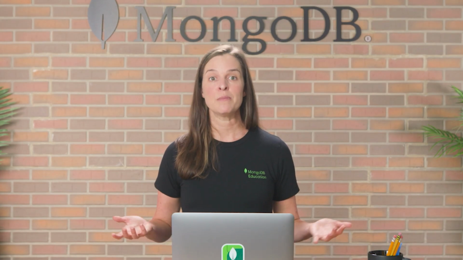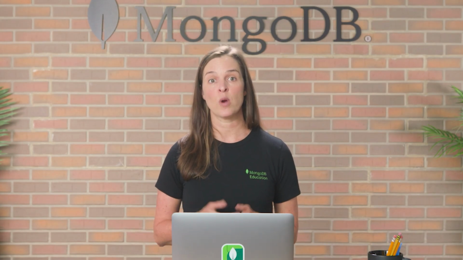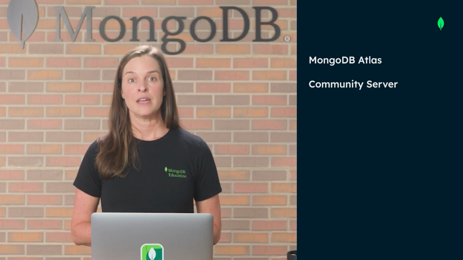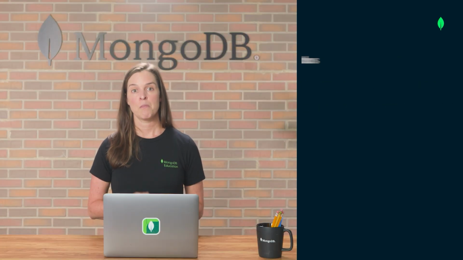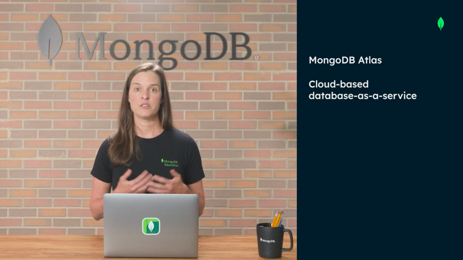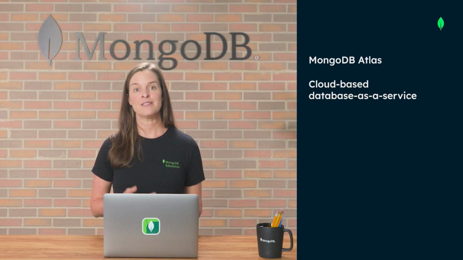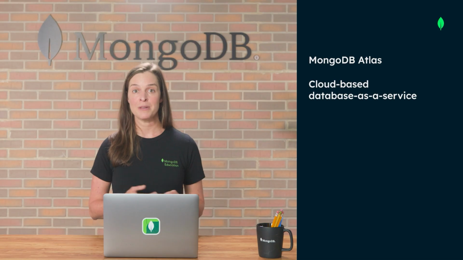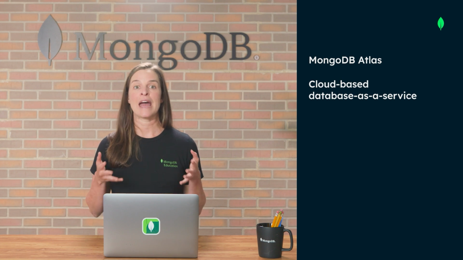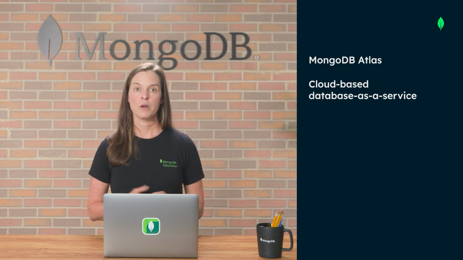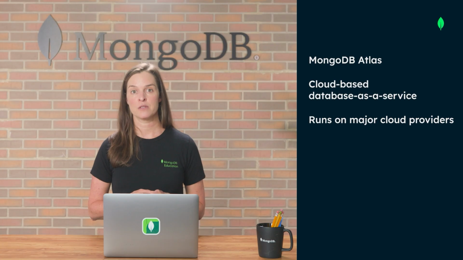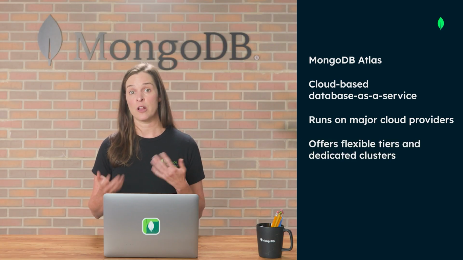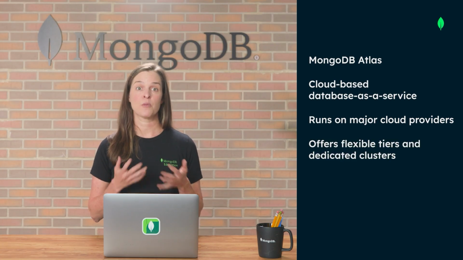MongoDB provides three primary paths for running your database: MongoDB Atlas, the Community Server, and Enterprise Advanced. MongoDB Atlas is a cloud-based database as a service that simplifies database management by automating deployment, scaling, monitoring, backups, and security, allowing you to focus on application development. MongoDB Atlas runs on major cloud providers and offers flexible tiers for development or dedicated clusters for production.